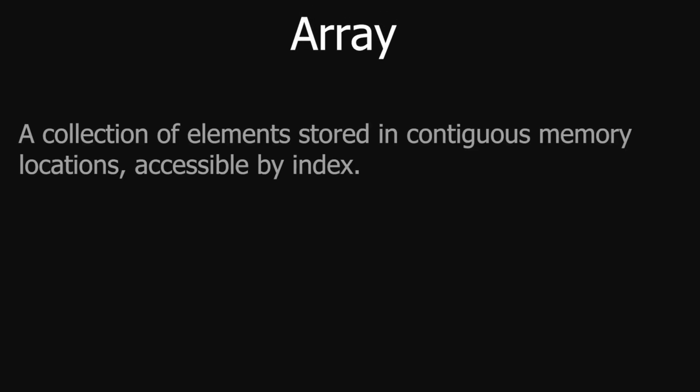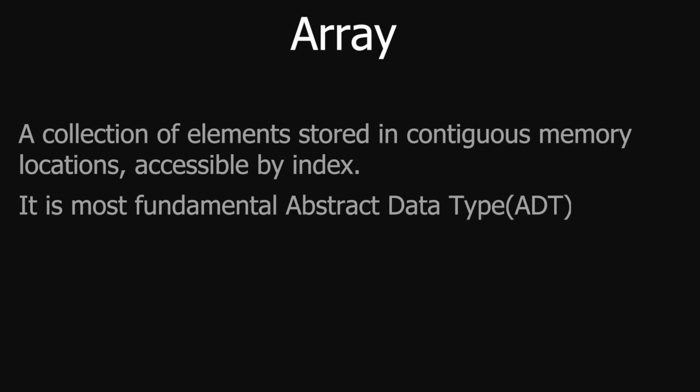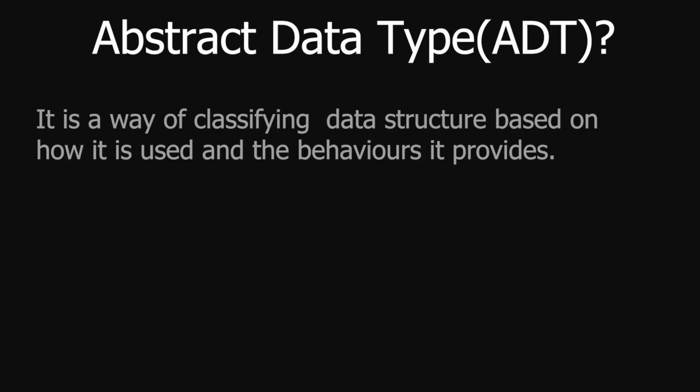An array is a collection of elements stored in contiguous memory locations, accessible by index. It is the most fundamental abstract data type. Now, what is an ADT or abstract data type? It is a way of classifying a data structure based on how it is used and the behavior it provides.